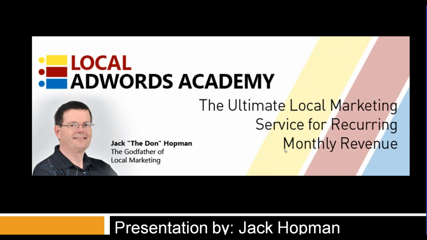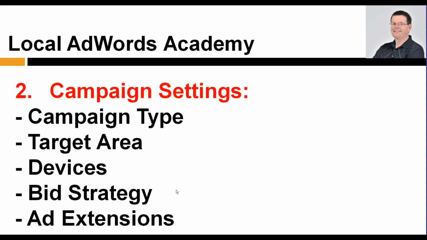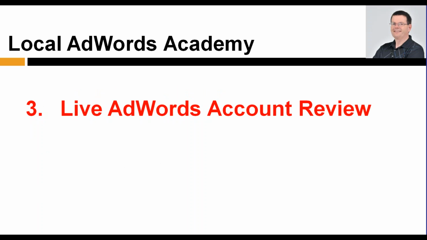So let's see what we cover today: the shared library. The shared library covers budgets and the bid strategy. We're going over campaign settings, the campaign type, the target area, devices, the bid strategy, and ad extensions. And last but not least, we're going to log in to a live AdWords account. For sure, you will face and see, wow, I got a lot of data, but what can I do with it? How can I structure it?